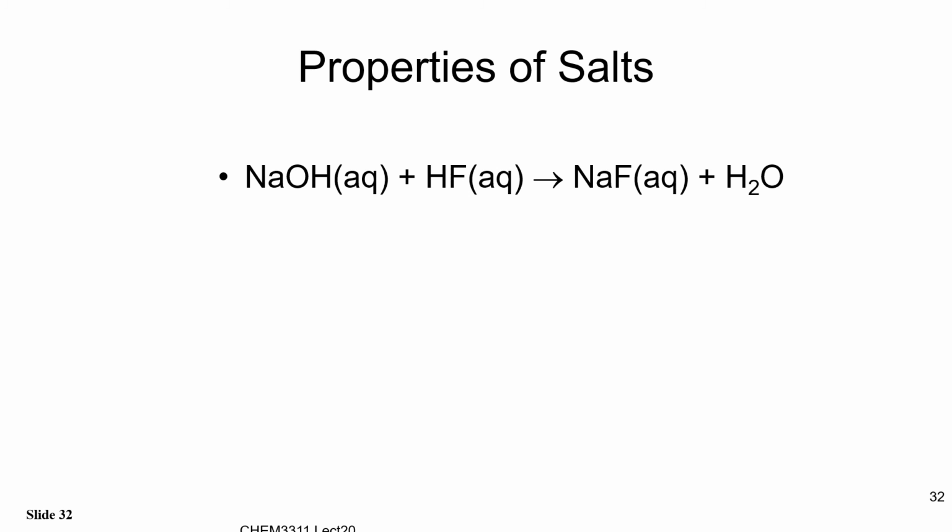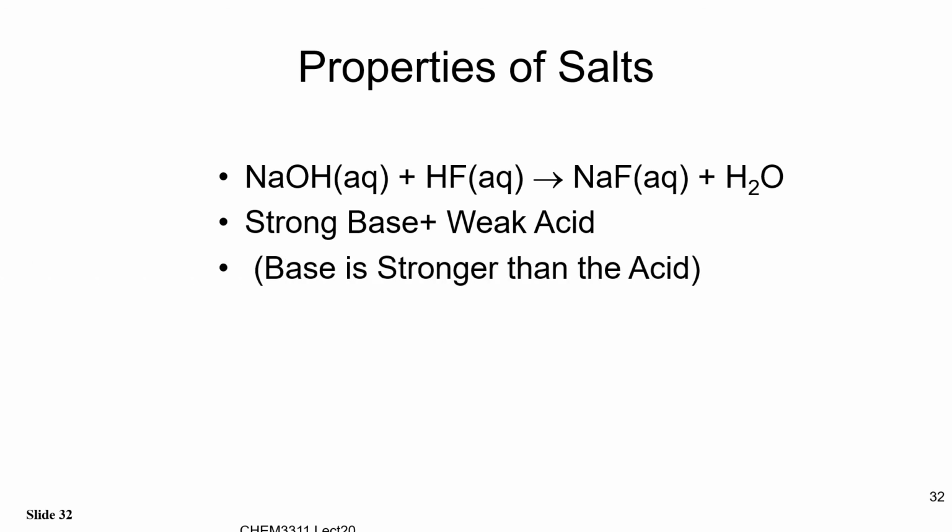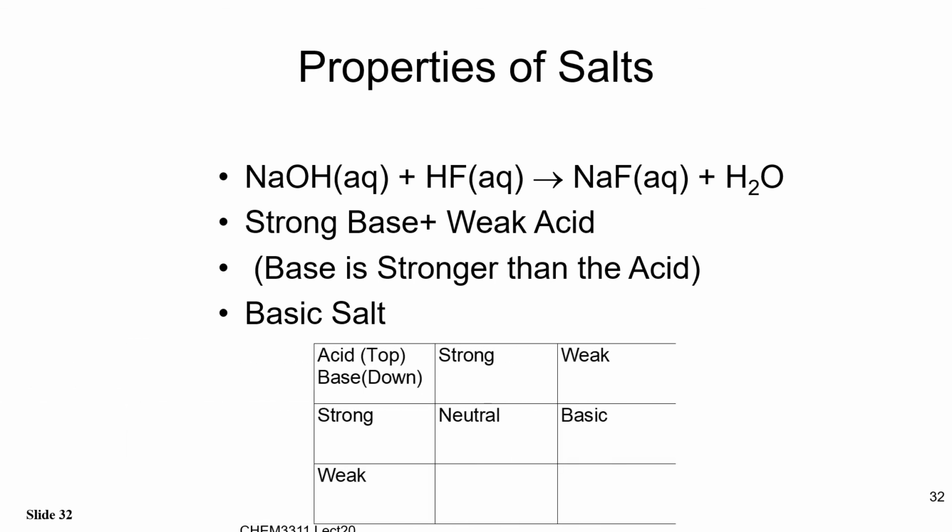What happens if we now substitute a weak acid for the strong acid? Now we have a strong base with a weak acid. That makes sodium fluoride salt and water when we mix them in equimolar amounts. Who wins? Well, the base is stronger this time, so the base wins out over the acid. That makes it a basic salt: strong base, weak acid, basic salt.